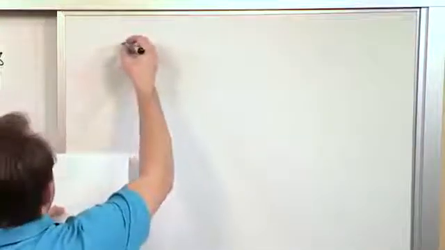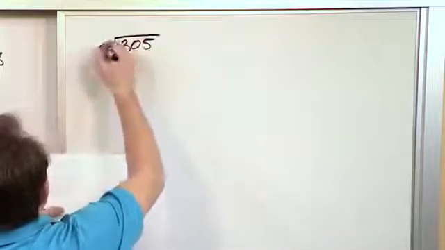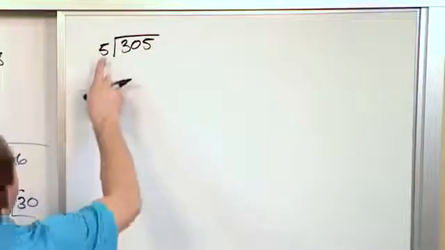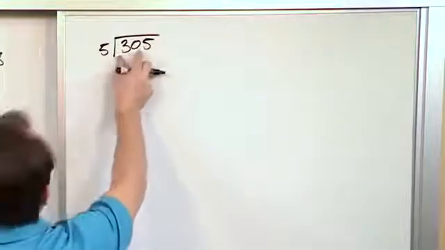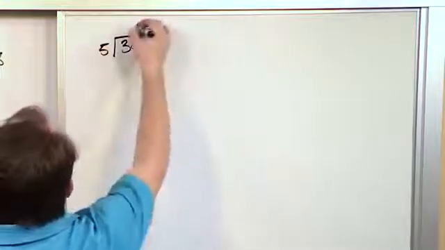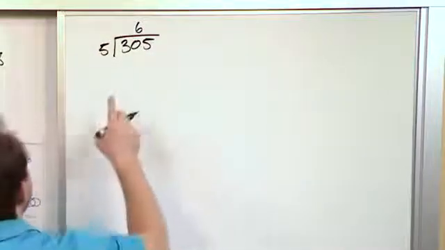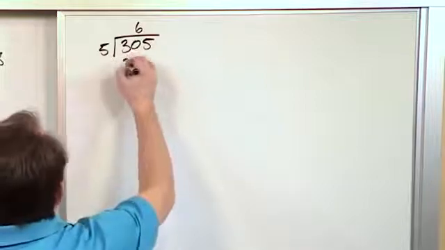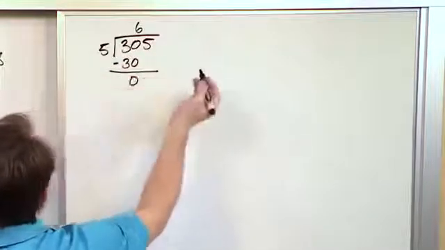What if we had the problem 305 divided by 5? All right, so first we say, how many times can 5 go into 3? Can't really do that. How many times can 5 go into 30? Well, I know that 6 times 5 is 30, so I'm going to put a 6 up there. Okay? Then I multiply. 6 times 5 is 30. I drag it under here, subtract. I know that 30 minus 30 is just 0.